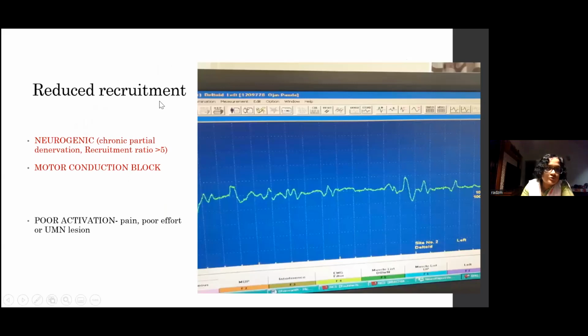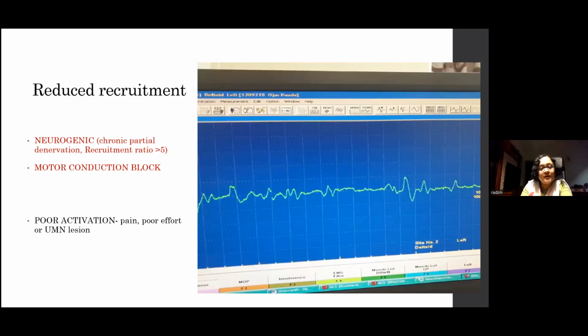So reduced recruitment is neurogenic. It means chronic partial denervation. Like I said before, the recruitment ratio, that means the frequency of firing divided by the number of motor unit potentials on the screen, is normally less than 5. You see reduced recruitment obviously in axonal loss, but you also see it in pure neuropraxic lesions like motor conduction block, where axonal loss may not have started. So it will be one of the first changes in a neurogenic pathology.